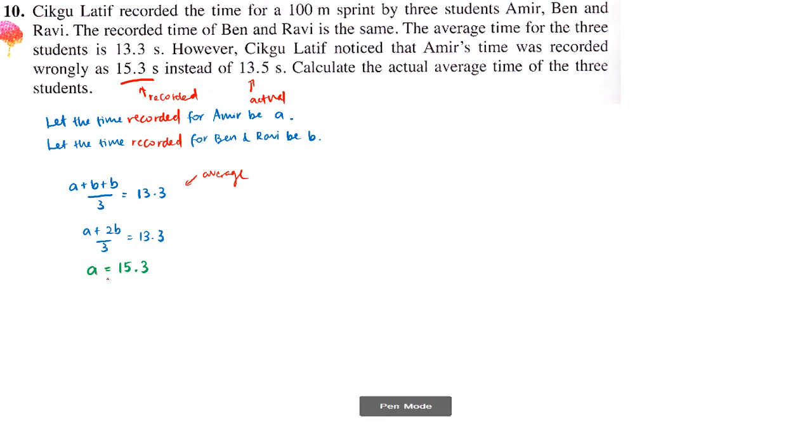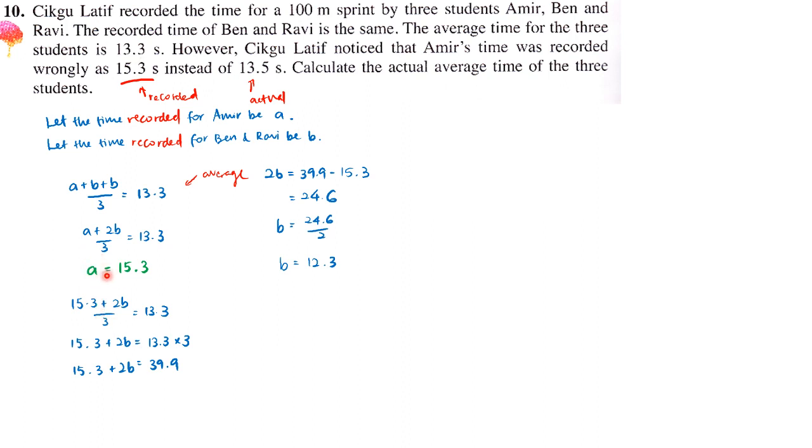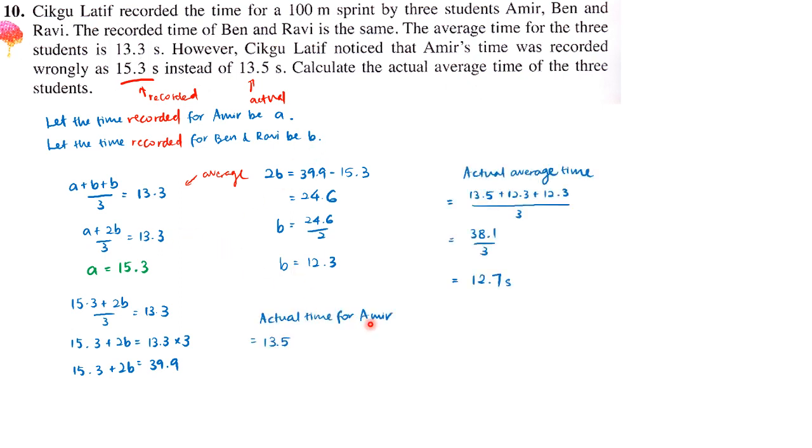Sorry. It is given that the recorded time for Amir is 15.3, but it is supposed to be 13.5. The recorded time is given already. So if the recorded time is given, can I straight away substitute it in? Yes, I can. So I substitute A back into this. Then it becomes a linear equation with one variable left. So 15.3, this, and then I'll get this. Go all the way down, and then the actual time for Amir will be 13.5, which he mentioned just now.